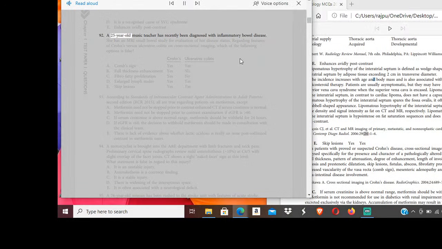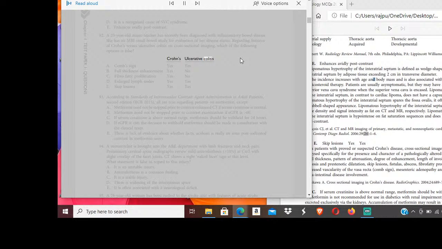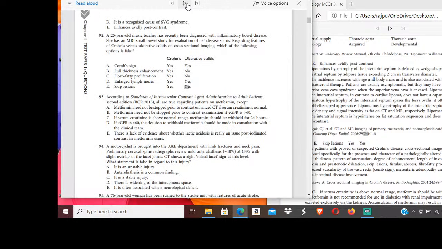92. A 25-year-old music teacher has recently been diagnosed with inflammatory bowel disease. She has an MRI small bowel study for evaluation of her disease status. Regarding features of Crohn's versus ulcerative colitis on cross-sectional imaging, which of the following options is false? Crohn's, ulcerative colitis. A. Comb sign: yes, yes. B. Full thickness enhancement: yes, no. C. Fibrofatty proliferation: yes, no. D. Enlarged lymph nodes: yes, yes. E. Skip lesions: yes, yes.